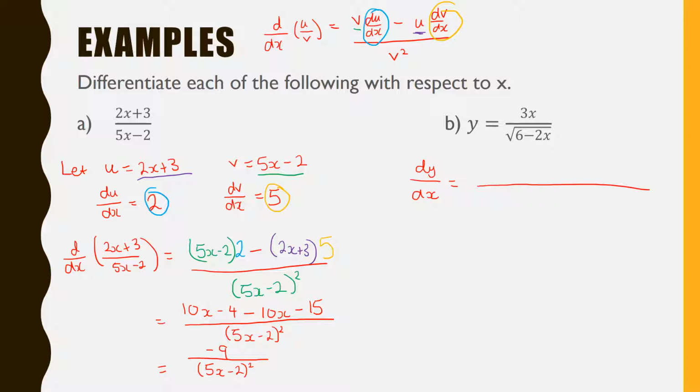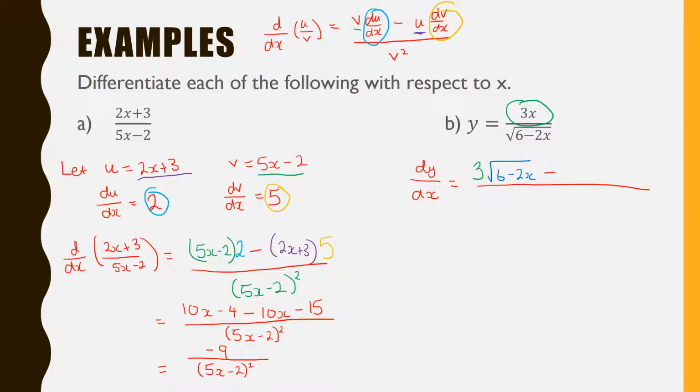So, if we are using our shortcut method, what we do is that we start with our numerator, we differentiate the numerator. The derivative of the numerator is 3, and we multiply that by the denominator. And the denominator is square root of 6 minus 2x. We then subtract the derivative of the denominator.